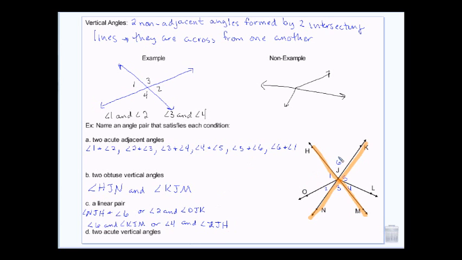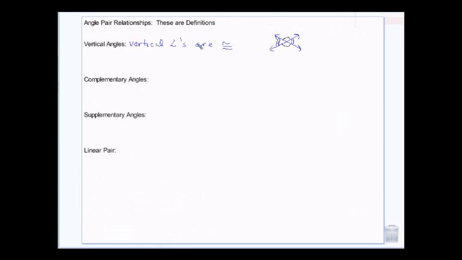Then my acute vertical angles are across from each other. So I have angle 6 and angle 3. Vertical angles are congruent, so the angles across from each other have the same measure. So if this is 110, this is 110. And if this was 110, these are linear pairs, so that would make this 70. And if this one's 70, that one's also 70.